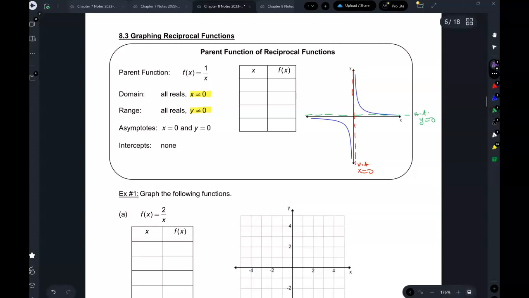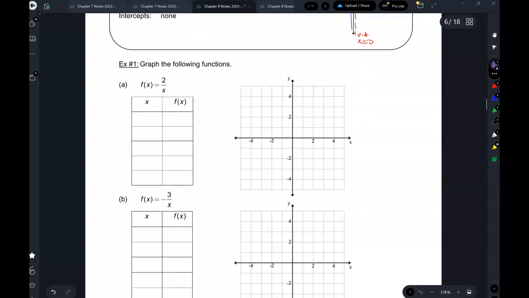All right, let's do a couple of points then. So when x is negative 2, f of x is negative 1 over 2. When x is negative 1, y is minus 1. When x is 1, y is 1, 2, a half. All right? Okay. So here, let's go ahead and graph the functions here.